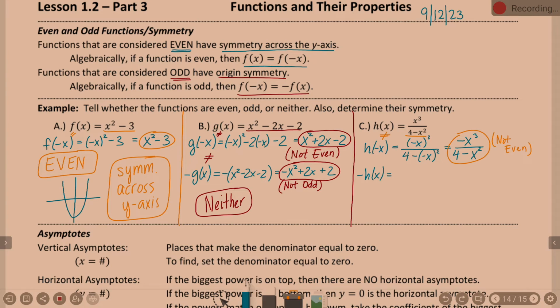negative h of x. Now, negative h of x means we take the whole equation and multiply by a negative. This looks a little different with it being a fraction, but like I did previously, I'm going to put my negative out front, and I'm going to write the function in parentheses, so the negative of x cubed over 4 minus x squared. Now, to multiply a fraction by a negative, what does that mean? Are we multiplying top and bottom both by negative?